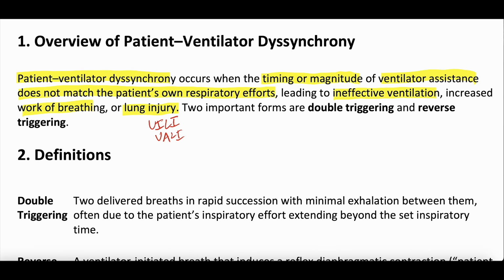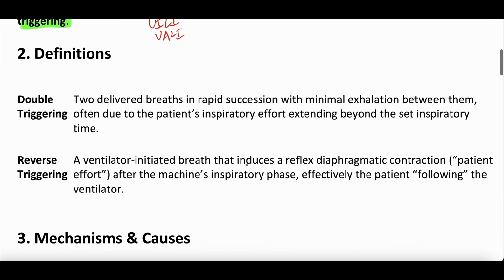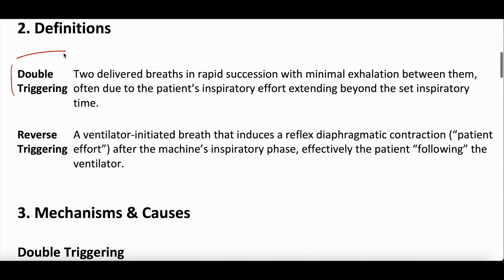Two important types of desynchrony, and the two we're going to be talking about here, are double triggering and reverse triggering. Okay, so start by defining these two things. What is double triggering and what is reverse triggering? Well, double triggering is when there's two delivered breaths in rapid succession with minimal exhalation time between them. Okay, so the ventilator gives the patient two separate breaths in rapid succession without enough time for the patient to exhale much, which then means they get double the tidal volume.